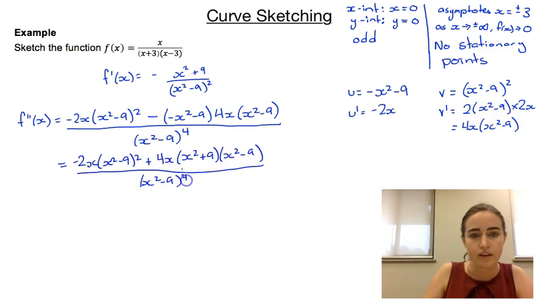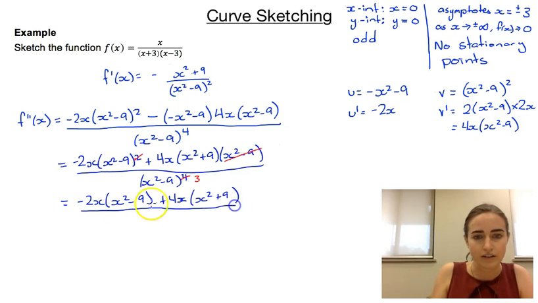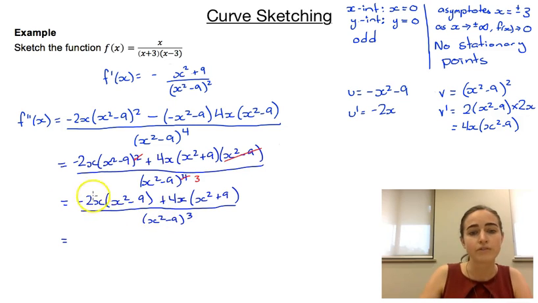Now all of our terms have an x squared minus 9 in there, so we can cancel one of those out everywhere. And we're going to be left with minus 2x outside of x squared minus 9 plus 4x outside of x squared plus 9 all over x squared minus 9 to the power of 3. Now in that numerator, I'm going to pull out a common factor of 2x, which would leave us with a minus x squared.